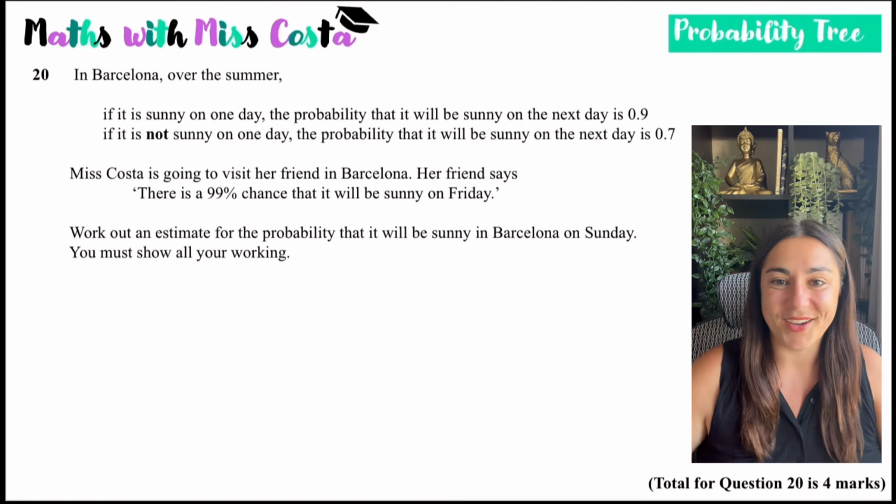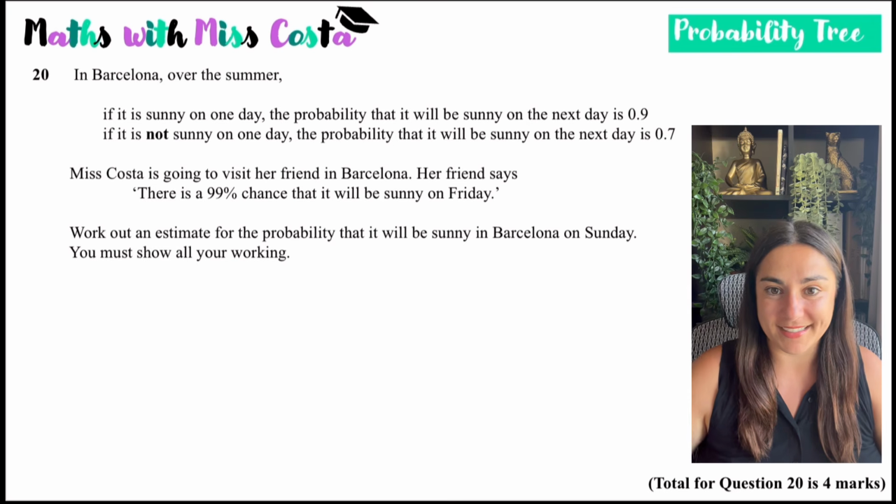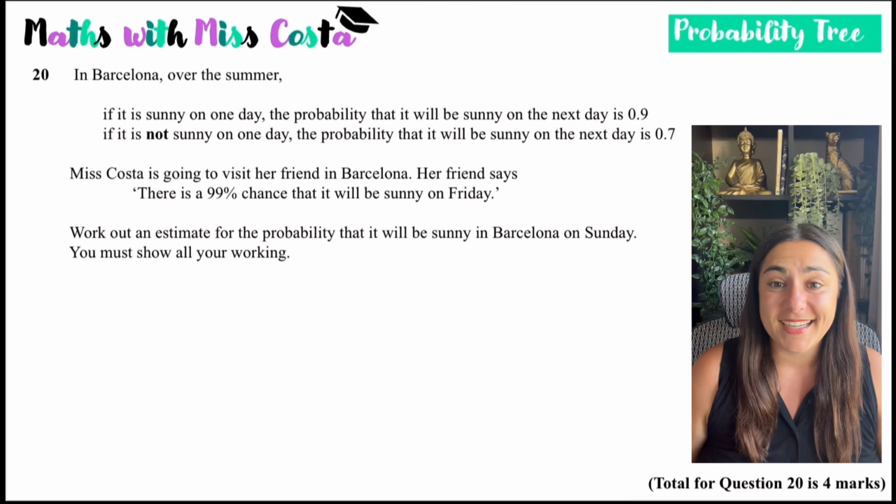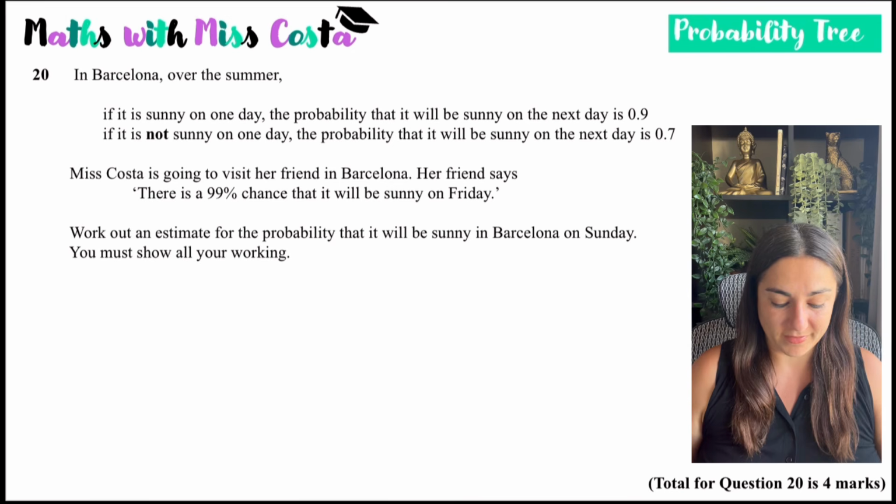Okay, so yes, you might have noticed that there's a little Spanish theme to this. It's because I went to visit my friend in Barcelona and was writing this in the airport as my plane was delayed.